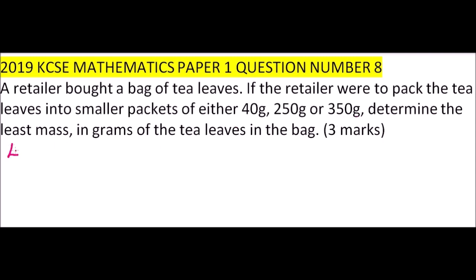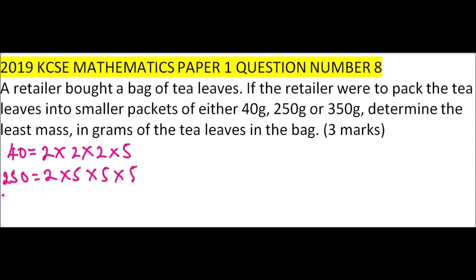So we start with 40, and this is 2 times 2 times 2 times 5. Then we come to 250. This is equal to 2 multiplied by 5 multiplied by 5 multiplied by 5. We go to 350. This is 2 multiplied by 5 multiplied by 5 multiplied by 7. So these are the prime factors of the 3 numbers.